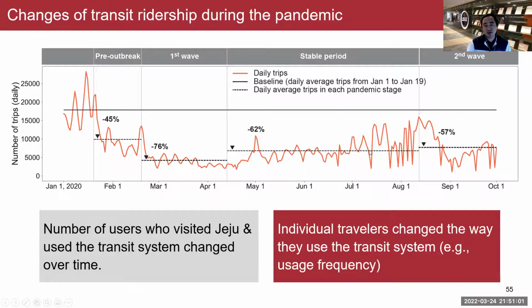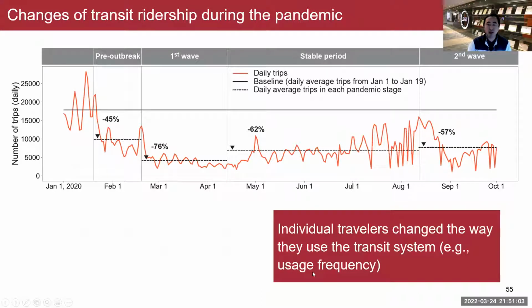Another reason is that individual people might change the way they use the transit system. Let's say you are a visitor who visited Jeju before the pandemic. Every day when you take public transit, you can take 5 different trips. But after the pandemic, because I'm a little bit afraid, I might change the way I use the system. I only travel 1 or 2 trips in a day. So is that the case? In our pilot study, we look at this perspective.